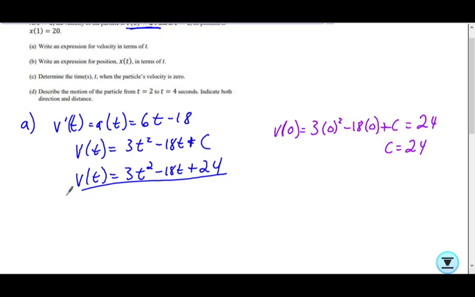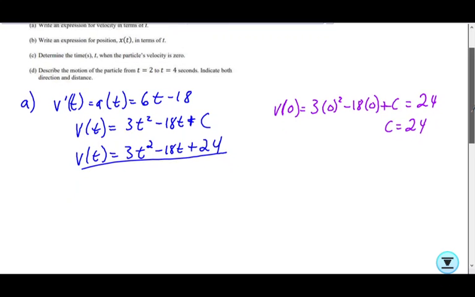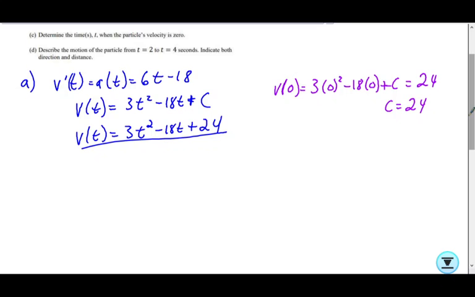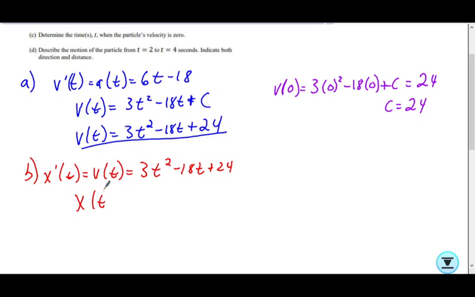Now it's asking us to write an expression for x of t. And again, basically the same thing. Part B, the derivative of position is velocity. And we just found our velocity equation, which is this. So to find x of t, we find what gives us this derivative, which is t cubed minus 9t squared plus 24t plus some constant.